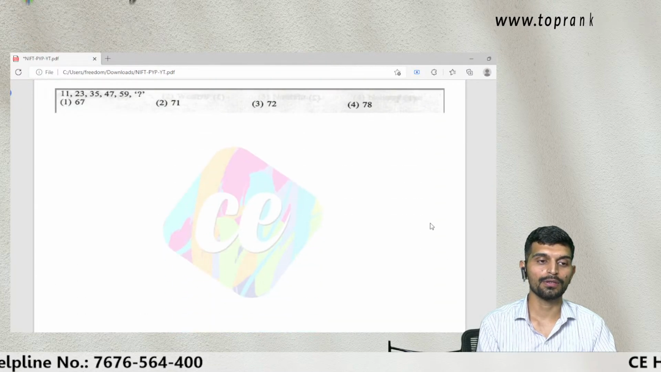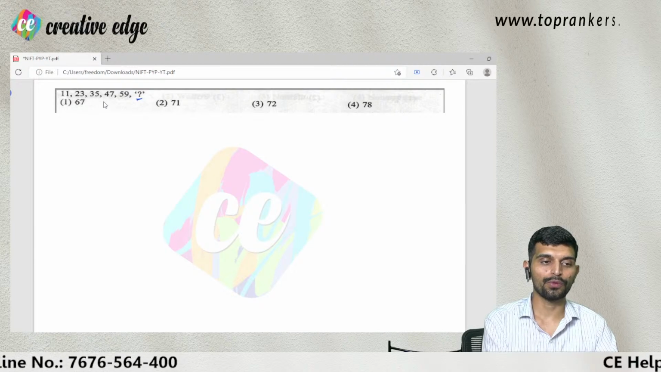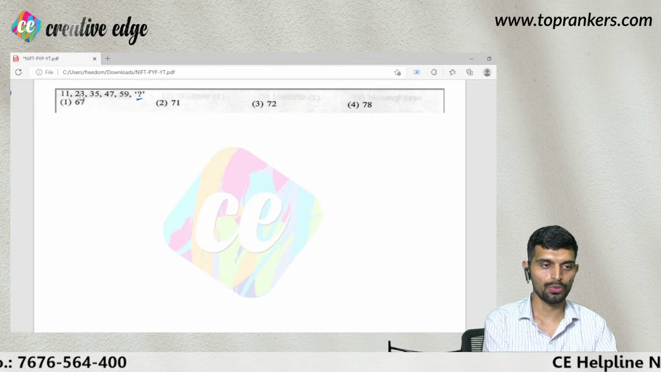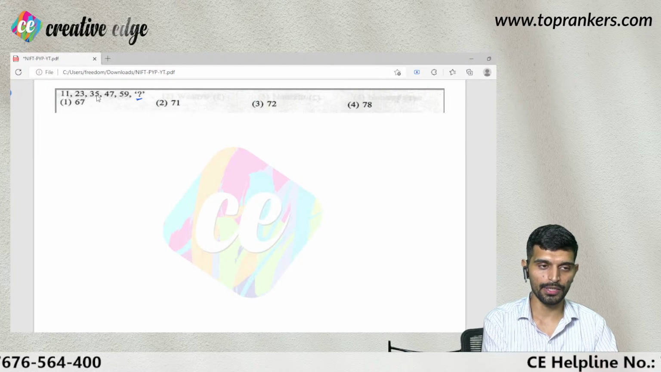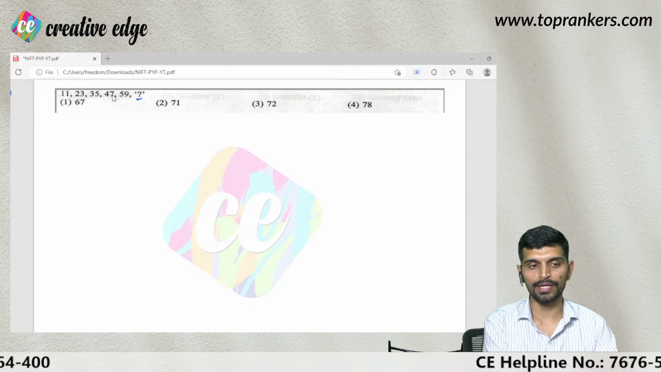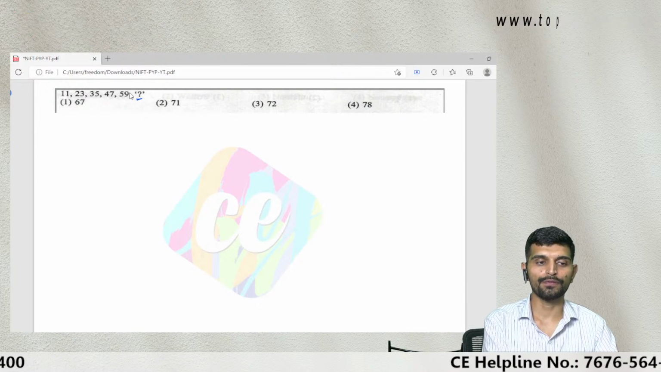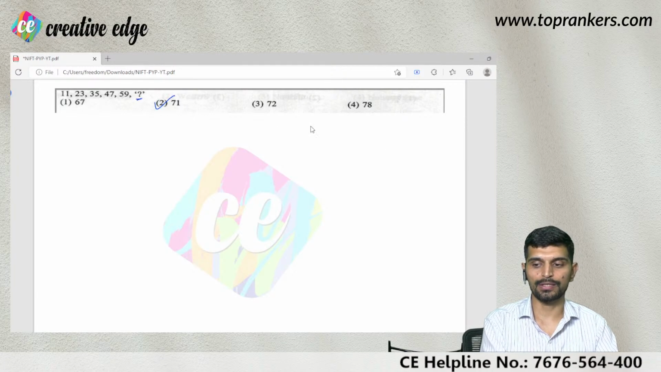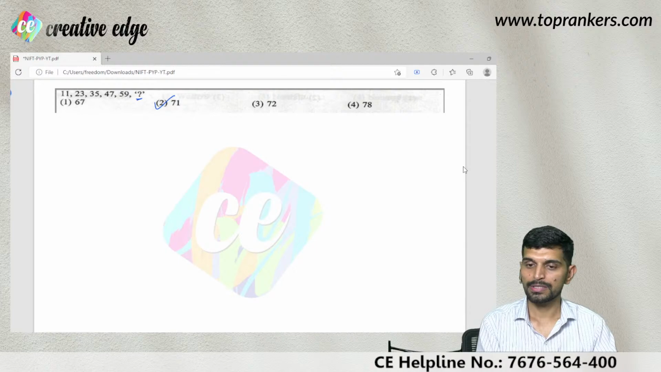Let's move to the next one. We need to determine the value of the question mark here: 11, 23, 35. 11, 23 difference is 12. 23, 35 difference is 12. 35, 47 difference is 12 again. 47, 59 and difference is 12 again. 59 plus 12, 71 it is.